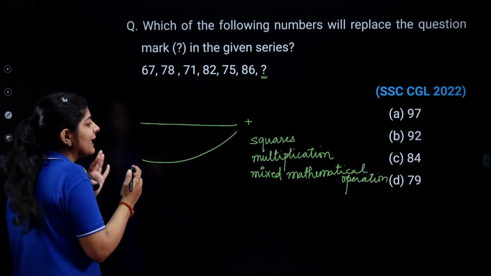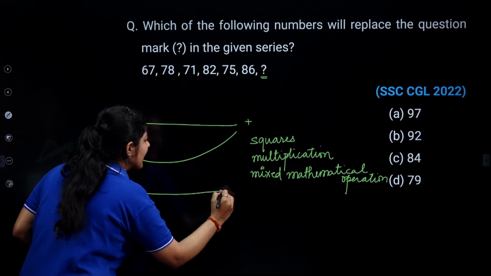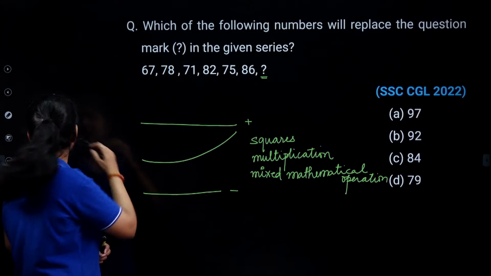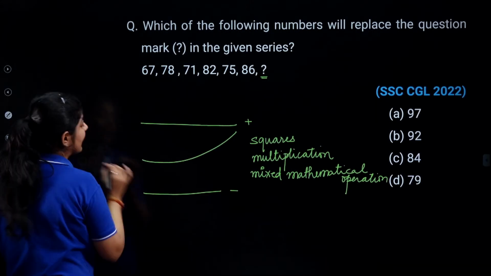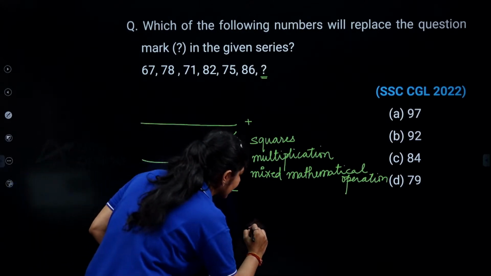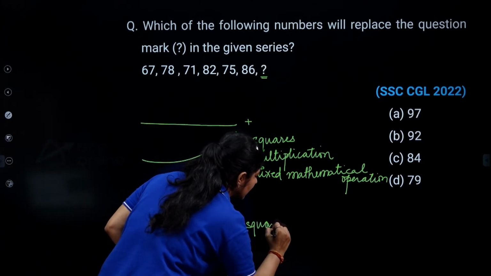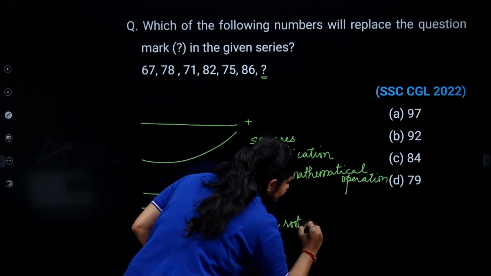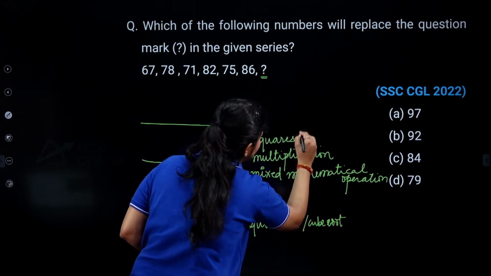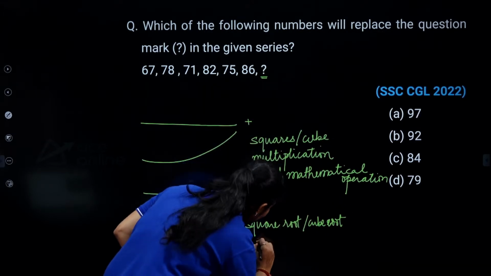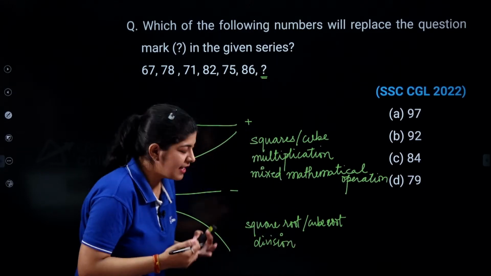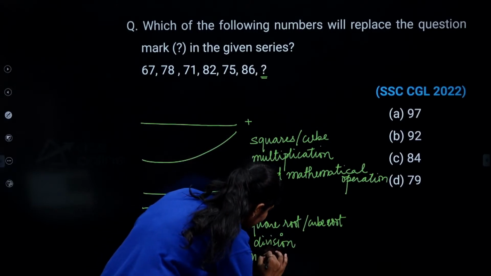Similarly, if the series is decreasing, then we will consider that there is some subtraction in the series, right? Or if there is a sudden decrease in the series, then we can say that maybe there is some square root or cube root. We are decreasing with cube roots or square roots, right? Or maybe we are doing division, or maybe some fractions, right? Or maybe some mathematical operation, right?